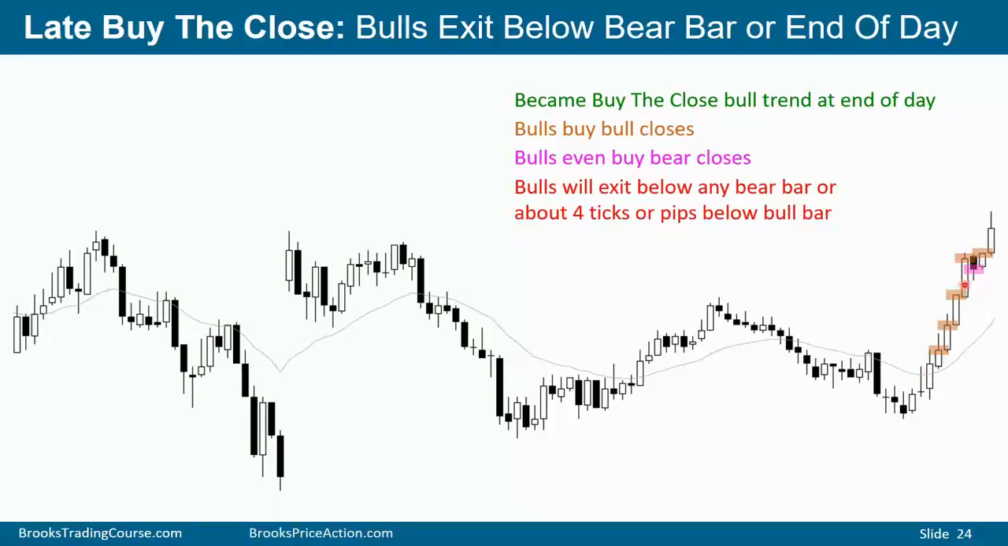In general, when you have a reasonably strong buy the close bull trend, the bulls will exit a little bit below the low of the prior bar, usually 1 tick or 1 pip, and they'll also exit 4 or 5 pips or ticks below the low of the prior bar. This bar did not trade below that bar, but a lot of the bears would have sold below the low of this bear bar.